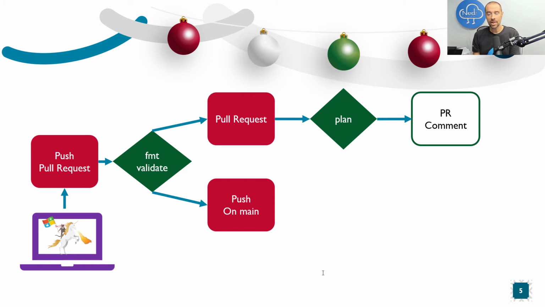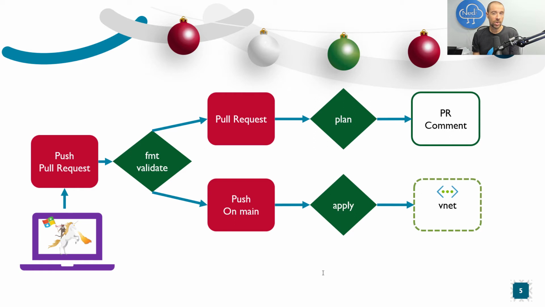When that happens, I want you to take the same code that was approved and I want you to apply that configuration to my actual environment. In our case, we're creating an Azure virtual network. So these are the two different branches that happen within our GitHub Actions. So let's go back to VS Code and explore what's happening in our Actions file.